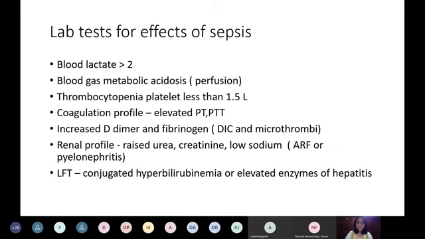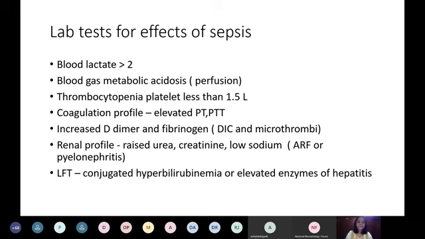In indirect evidence, the first and foremost thing would be the blood lactate levels. Again, blood lactate more than 1 is significant, as I already said, but more than 2 is taken to be more strongly significant. More than 4, definitely probably the baby is in septic shock. So anything between 1 to 4 is positive.